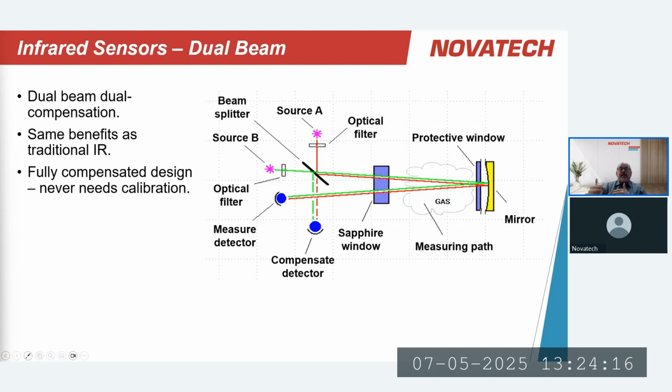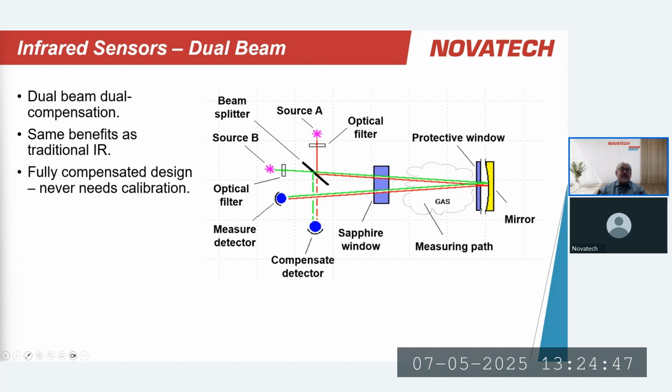There's a variation on an infrared sensor, which is called a dual beam, sometimes also called dual beam, dual compensation, which just takes it one step further. Instead of having a single lamp, it has two lamps and two detectors. Each detector is checking both lamps. So there's always a compensation for decay, which means that these types of setups are actually even more stable. Some manufacturers will claim that these types of detectors never need to be calibrated.